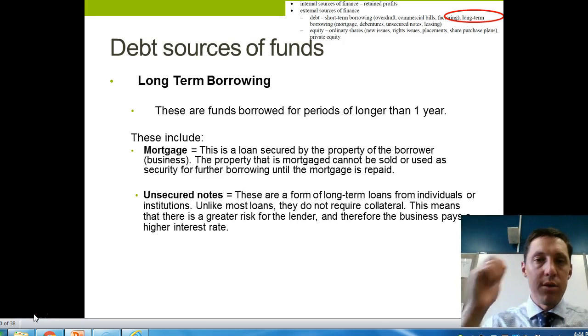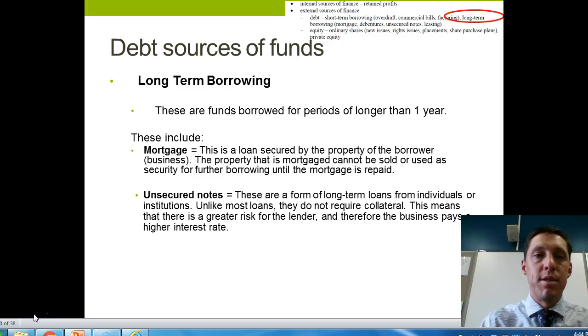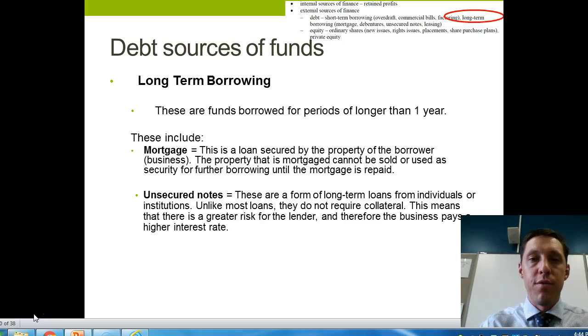Okay, an unsecured note. Unsecured note, as the name suggests, means it is not secured to some sort of collateral, to some sort of asset, to something of value. So these are a form of long-term loans for individuals or maybe organisations as well. There's no collateral attached, and there's a greater risk for the lender, therefore there is a higher rate of interest.